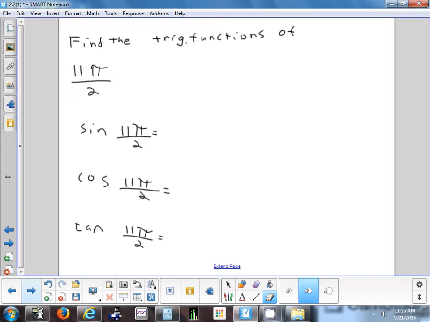Okay, let's just find the three trig functions of 11 pi over 2. Okay, keep in mind, if I don't give you the angle, it's got to come out to one of the four that you know how to do. 0, 90, 180, or 270. Can't be anything other than one of those four for today.